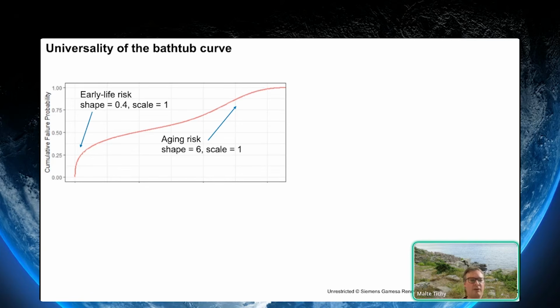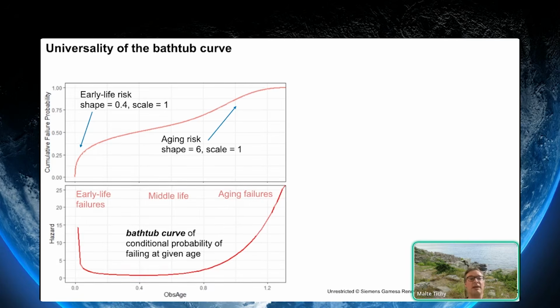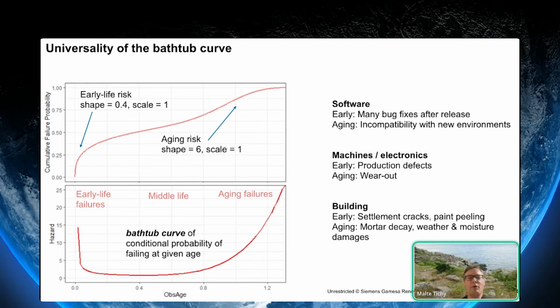And it often also makes sense to plot the derivative of that. That's the hazard. So that's the conditional probability of failing at the given age, provided that we have survived until that age. And here we see that we have the early life failures, then the curve goes down, is flat for a while, and then goes up again for high ages. And that's called the bathtub curve because, well, it looks like a bathtub. And this bathtub curve is quite universal. You find this in so many places.